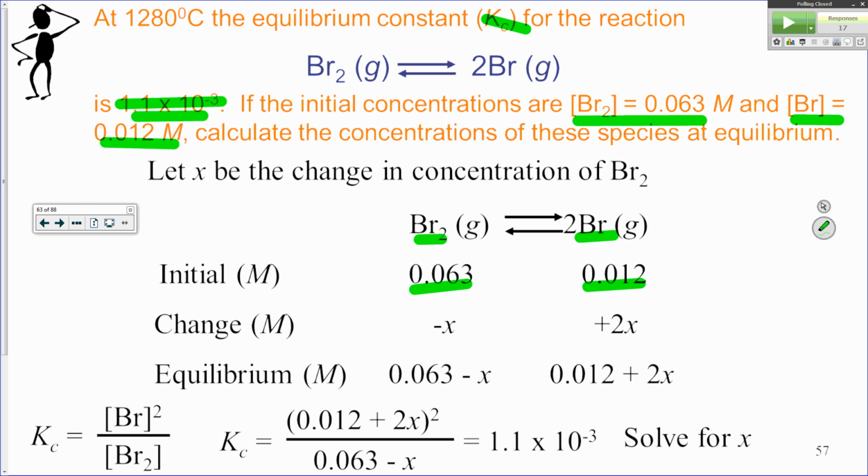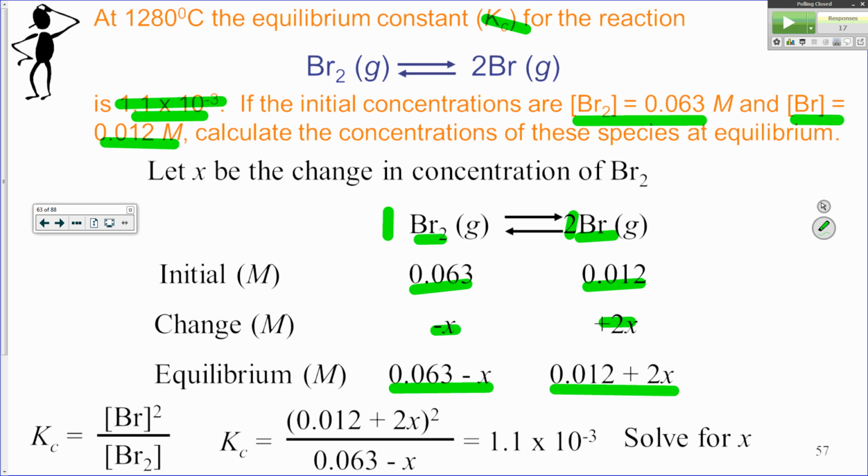The change, I'm always going to define it in terms of the stoichiometry of 1. So there's only 1 here, so I'm going to put this as minus x. Because there's 2 here, this is going to be plus 2x as the change. So at equilibrium, what I have left is 0.063 minus x. For the products, it's 0.012 plus 2x.